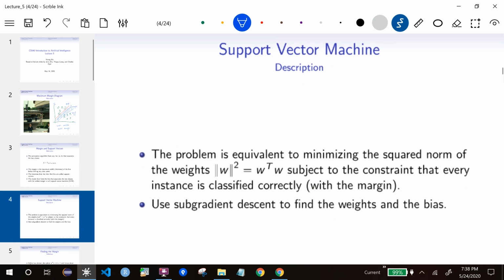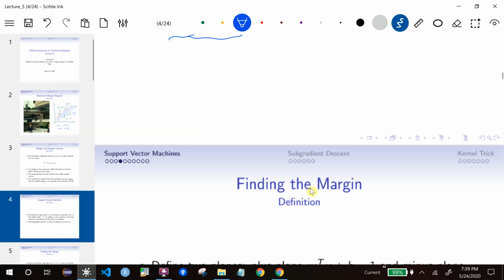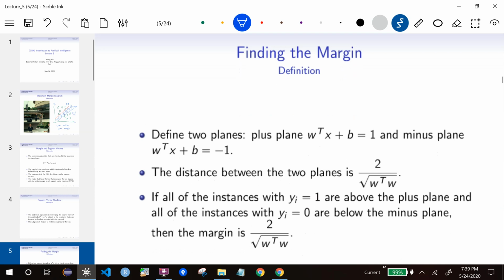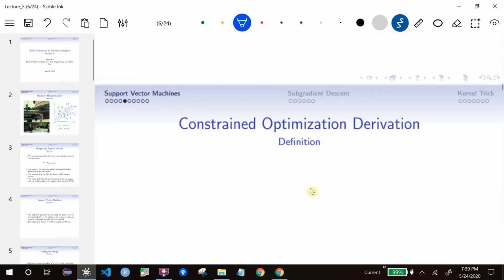Here is a preview of what we're going to do. We're going to minimize the squared norm, and the reason is that this is related to the margin. We're going to use gradient descent, and the problem will be that there will be no gradient because this thing is not differentiable. So we're going to extend it to something called the subgradient. The process you will see is actually similar to the perceptron algorithm. So let's start with the mathematics. First, we need to find the margin. I'm going to use a diagram instead of just going through the math.